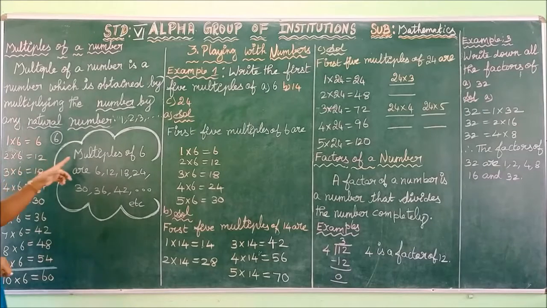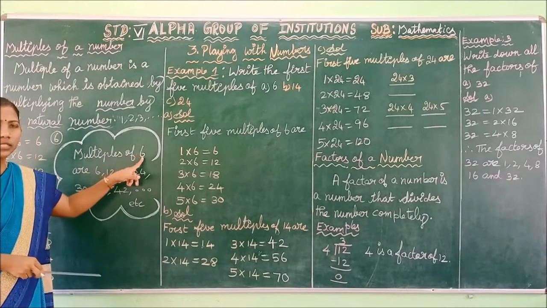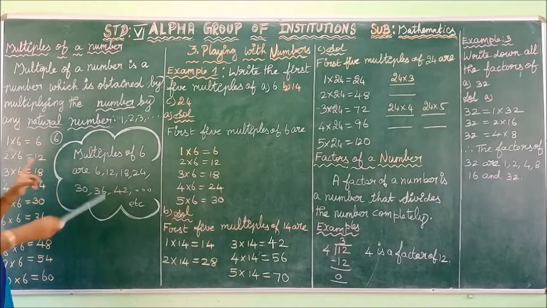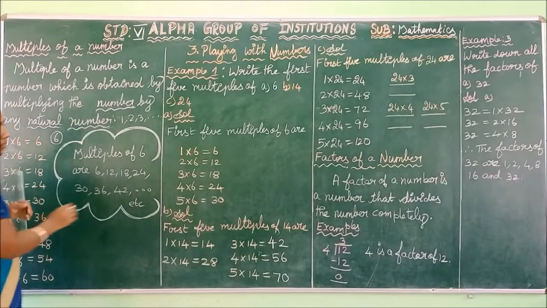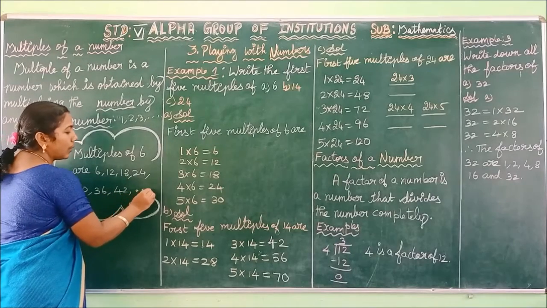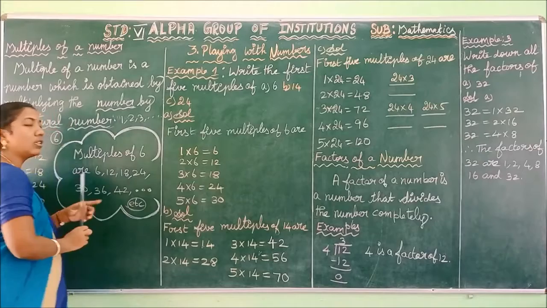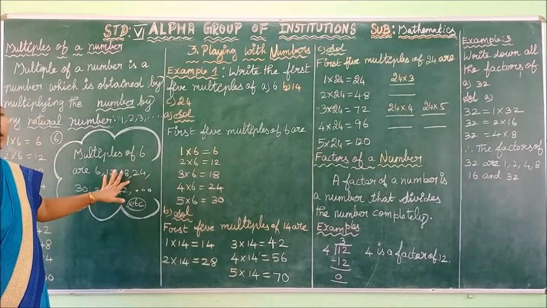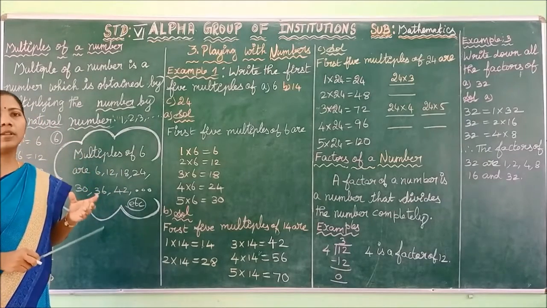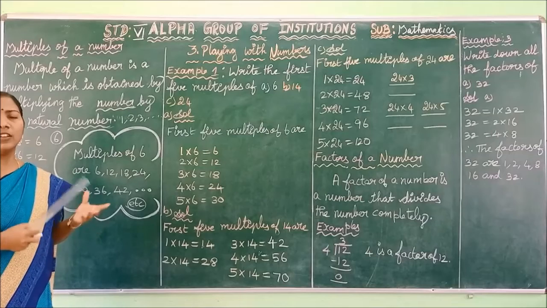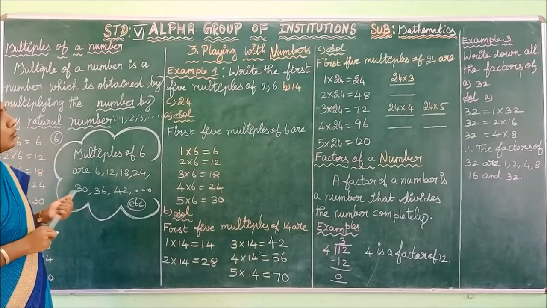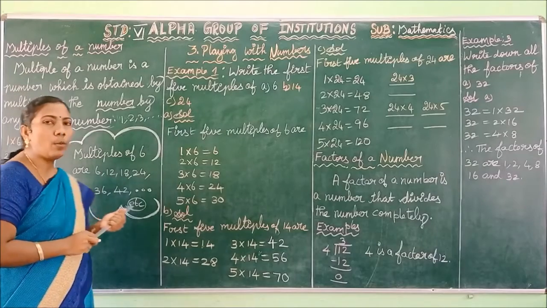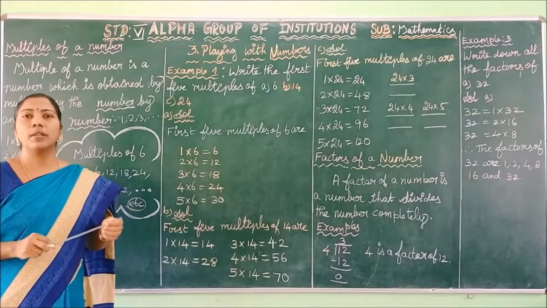Thus we write the multiples of 6 as 6, 12, 18, 24, 30, 36, 42, etc. These three dots represent etc. It means it goes on endlessly. Thus the multiples of a given number are endless. We can find an infinite number of multiples for a given number. Next we are going to see some problems based on the concept of multiples.